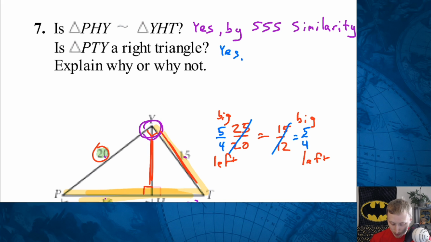Yes. How do you know? Because it is similar to, actually, you're just using the symbol. You don't need the 2. The little symbol means similar to, or is similar to. It is similar to triangle CHY, right? Which is a right triangle. If you're similar to a right triangle, you must be another right triangle.